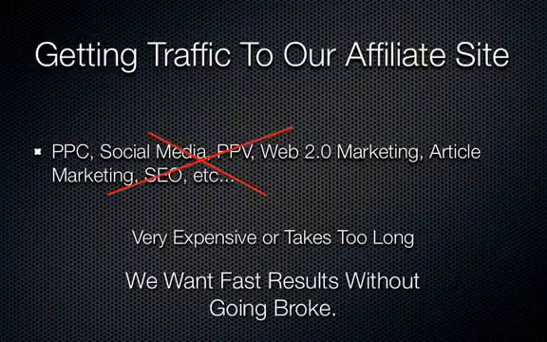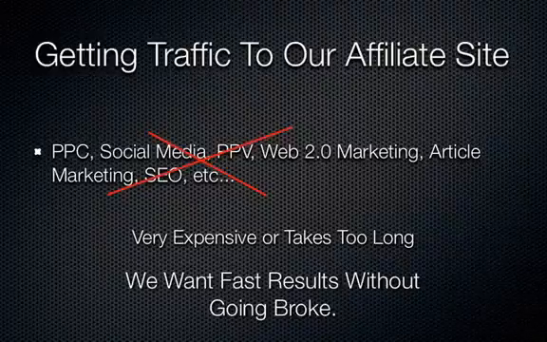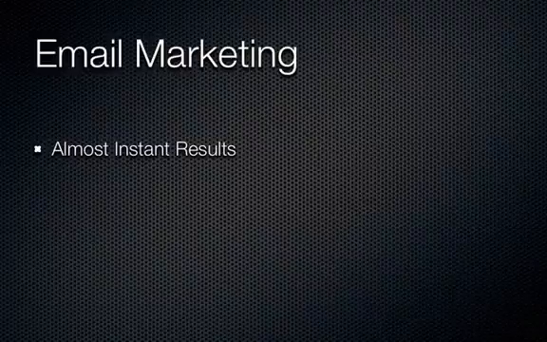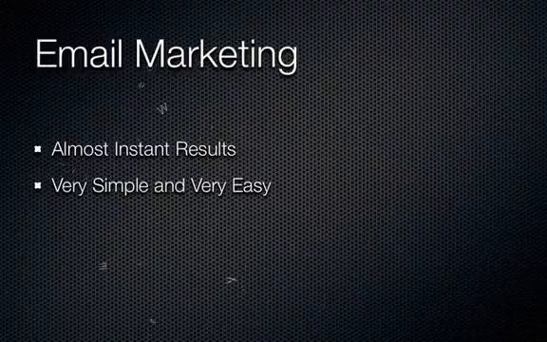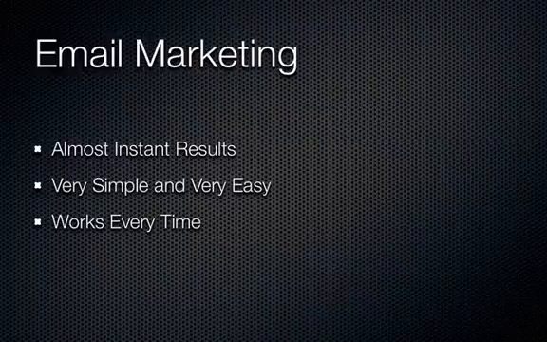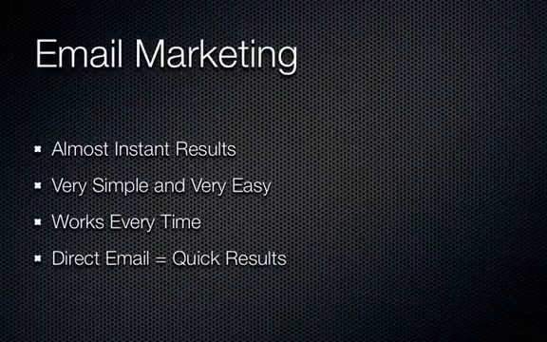That's our goal here. So the way I do this, and I'm going to show you exactly how I do this, we're going to do something a little bit differently, and we're going to do it with email marketing. This is exactly how I do it. The cool part about email marketing is you get almost instant results. I'm talking about very, very quick results. It's very simple, extremely easy to do. It works every single time. You don't have to figure out whether Google changed their algorithms today or not. It works every time you do it. Direct email equals quick results.